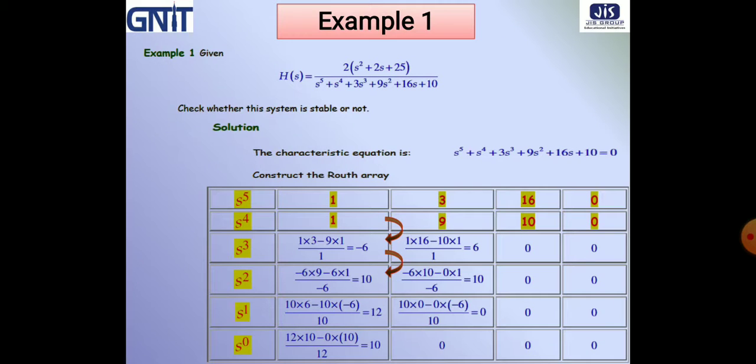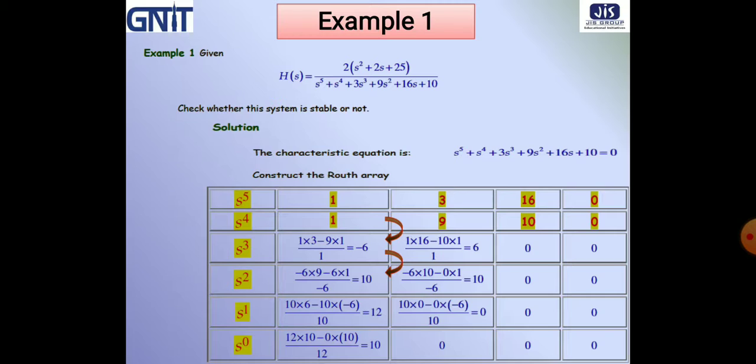Now let us take one example for better understanding. This is one transfer function and we have to calculate whether the system is stable or not. First, write down the characteristic equation. So put the denominator part equal to 0. That will be our characteristic equation. So s to the power 5 plus s to the power 4 plus 3s cube plus 9s square plus 16s plus 10 is equal to 0. That is our characteristic equation.